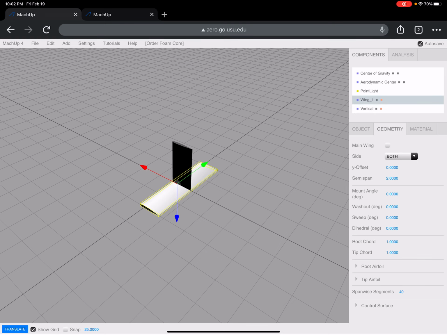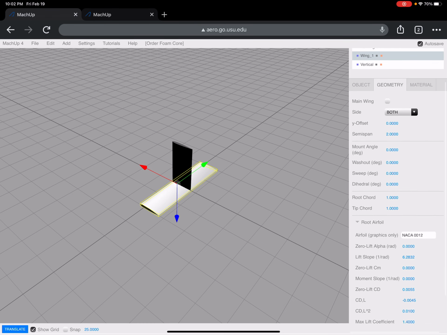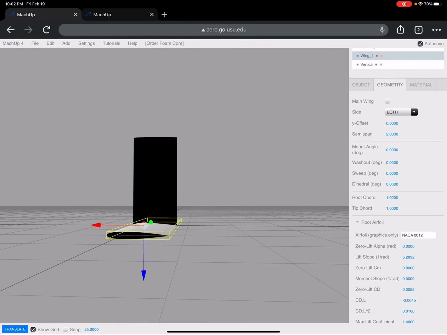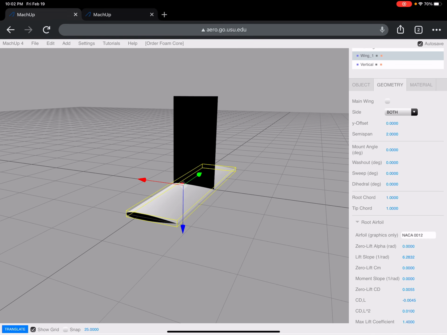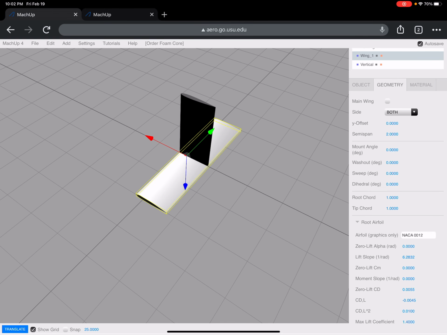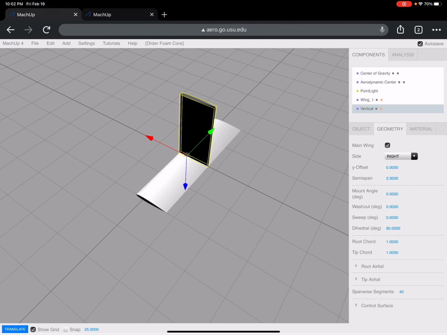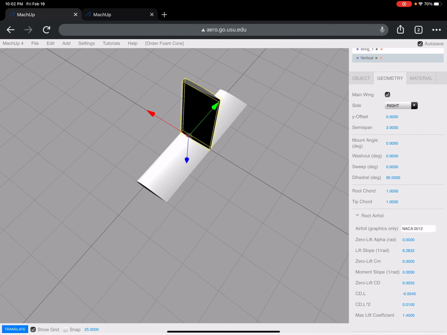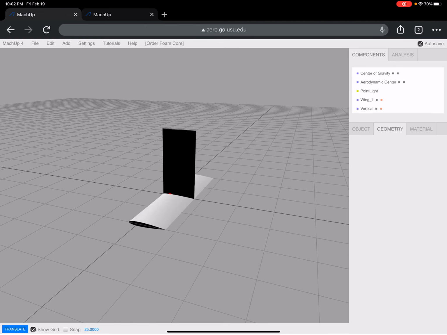Wing 1 is my horizontal tail, and I've set that to have a root airfoil that's a NACA 0012 with zero lift angle of attack of 0, so basically a symmetric airfoil, right? We could zoom in on this. You can see that's a symmetric airfoil. So at 0 degrees angle of attack and 0 degrees side slip angle, this system should produce 0 forces. That's because I've also set this vertical tail to have a NACA 0012 airfoil. So symmetric airfoils on both of these, just for this demonstration.